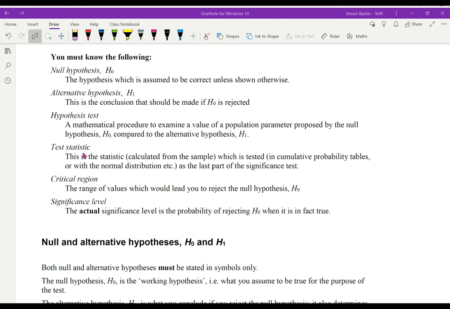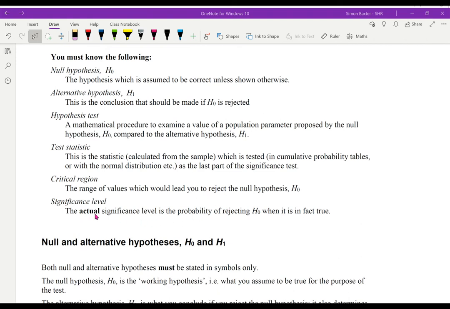The test statistic is a little bit more straightforward. This is the statistic. The statistic has to be calculated only from the sample which is tested. Usually tested in cumulative probability tables, or later we will meet testing with the normal distribution. And this is the last part of your test, apart from the conclusion. The critical region. The critical region is the range of values which would lead you to reject the null hypothesis.